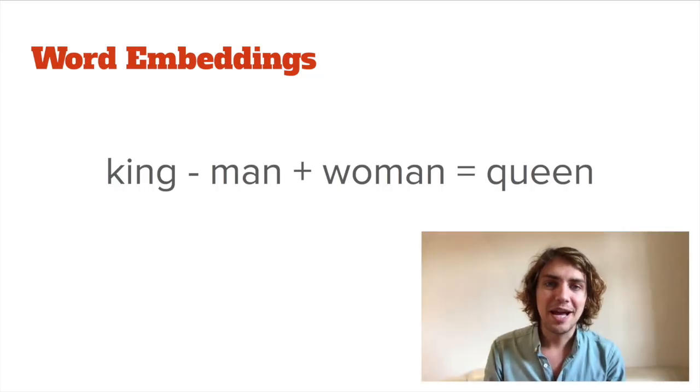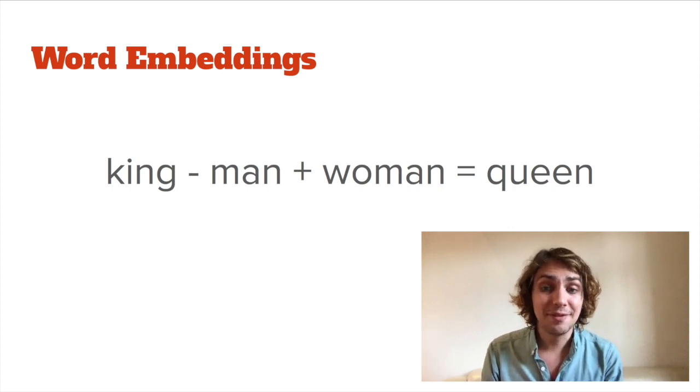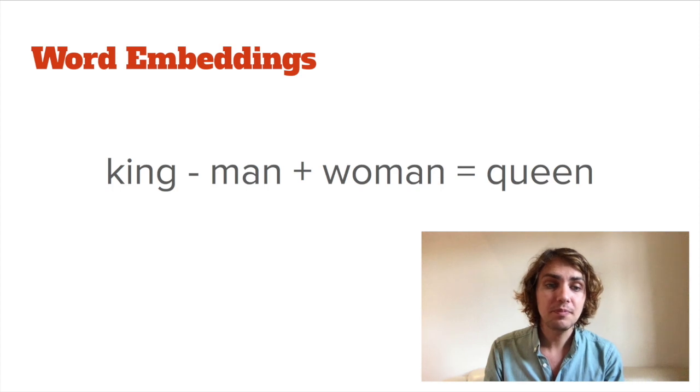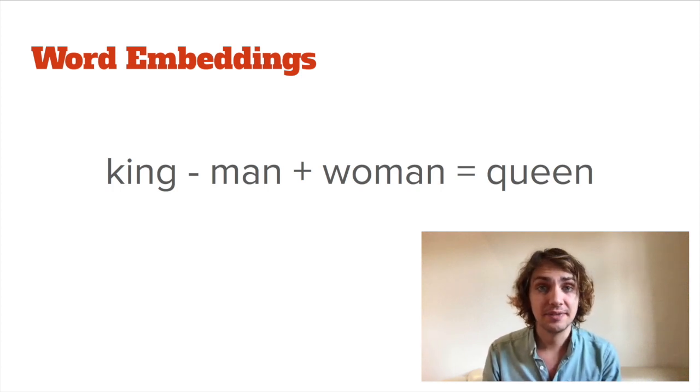This here is perhaps the most famous example. If we have a word embedding model with a vector for the word king, and we subtract from that vector the vector for the word man, while adding the vector for the word woman, the resulting vector will be closely related to the word queen.